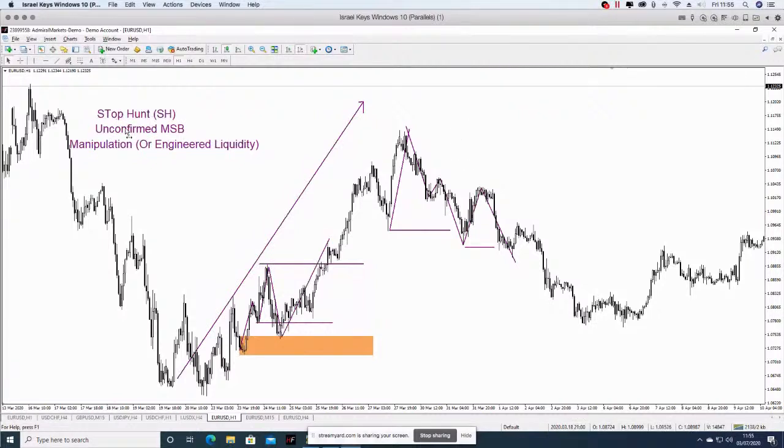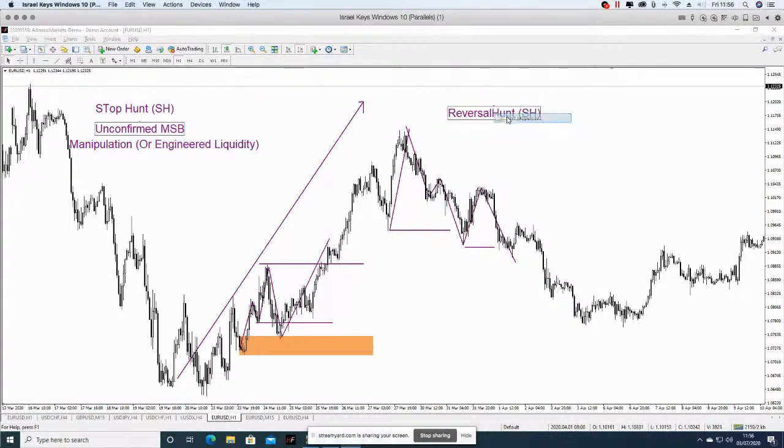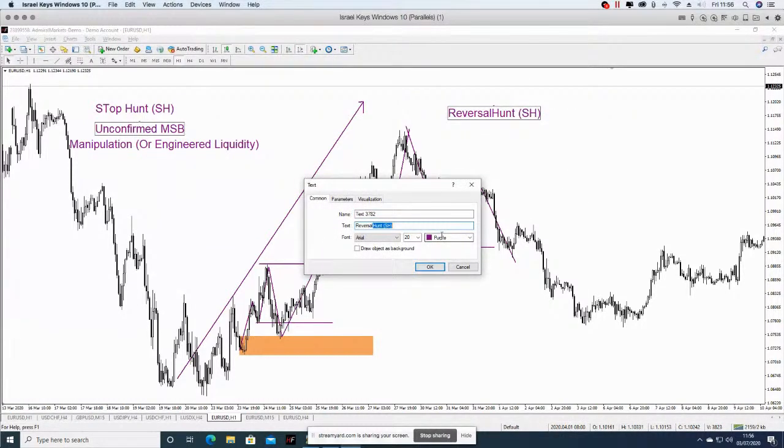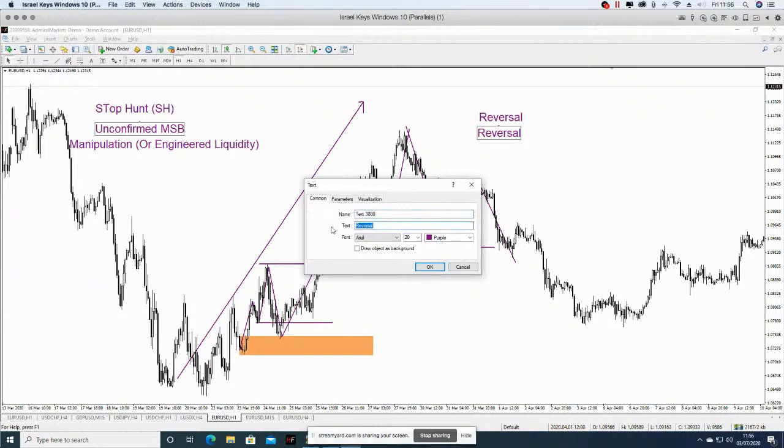This is what we call, so first thing it is, forget what you call it, is a reversal. Second thing it is, or what I call it, is a confirmed market structure break.